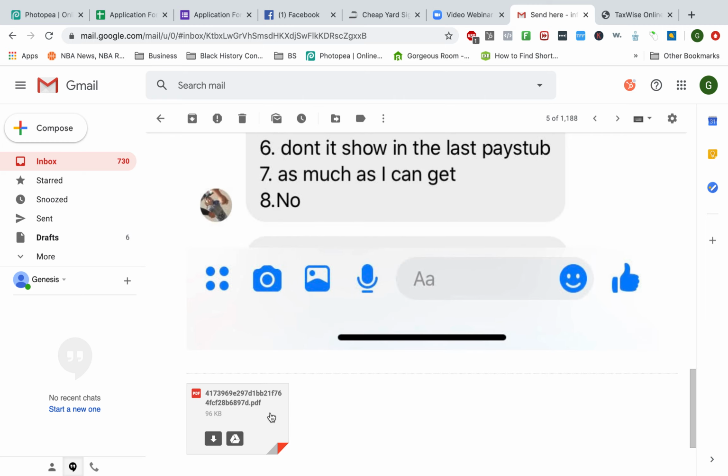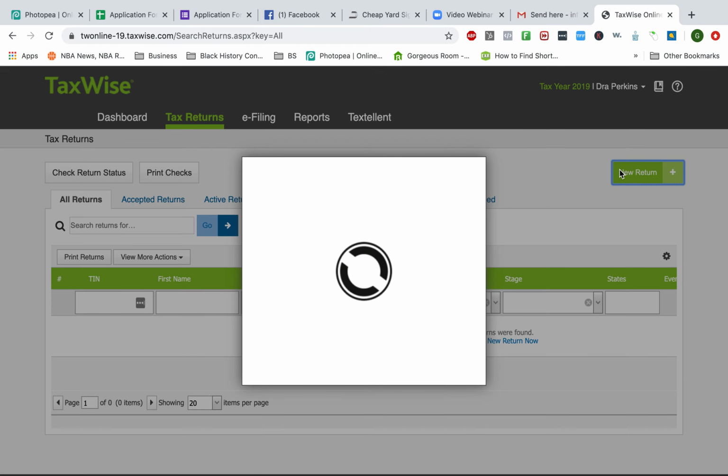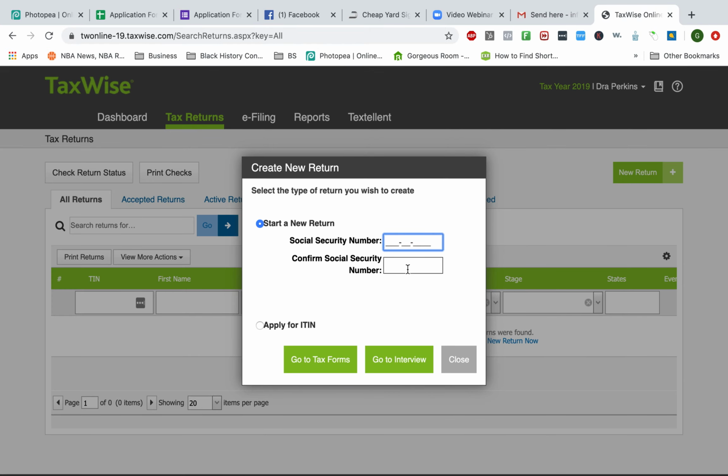Okay. So I'm not going to open up his W-2 and show you his W-2. I actually have his W-2 on my phone in my email. So I'll go ahead and go to TaxWise. And just like most estimates, I'll either go off the W-2 social and I'll put the W-2 social in there. I don't recommend doing this, but it is something that I can do whenever I'm doing a quick quote, okay, a quick estimate. So I'm going to make up a social.